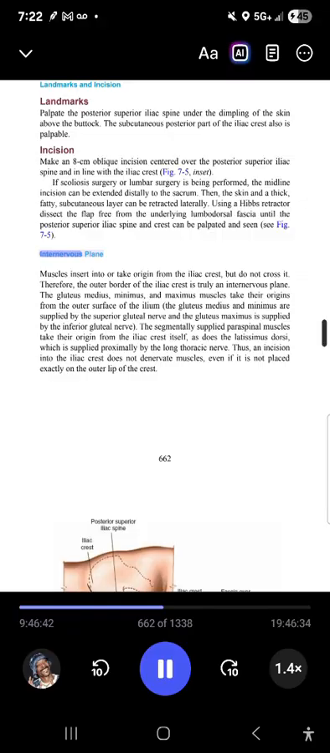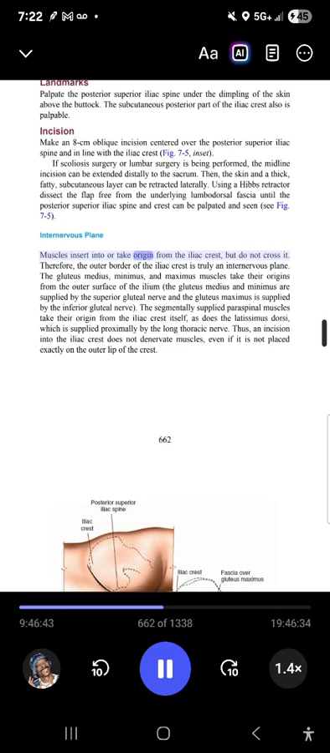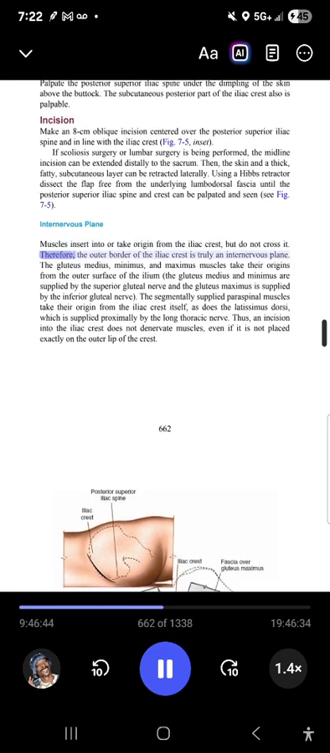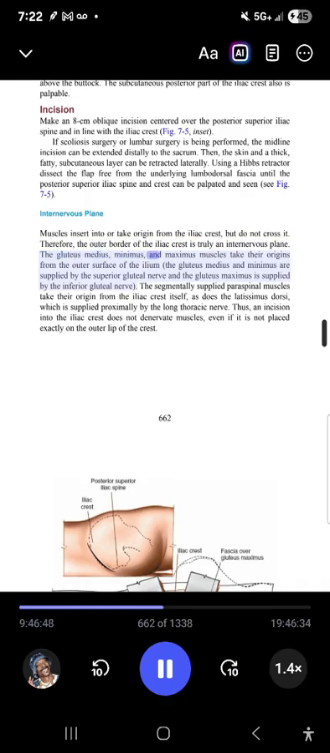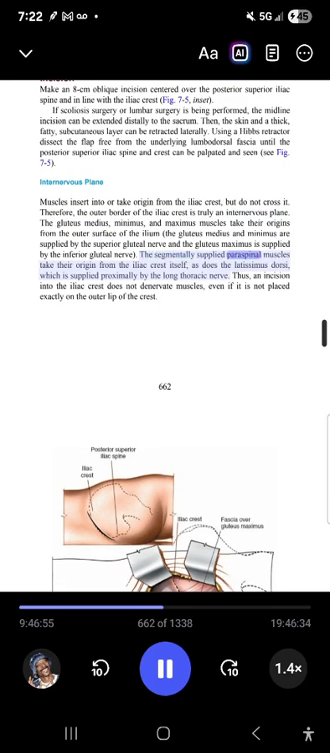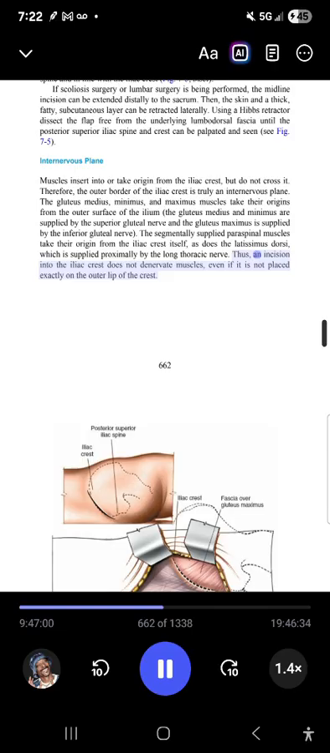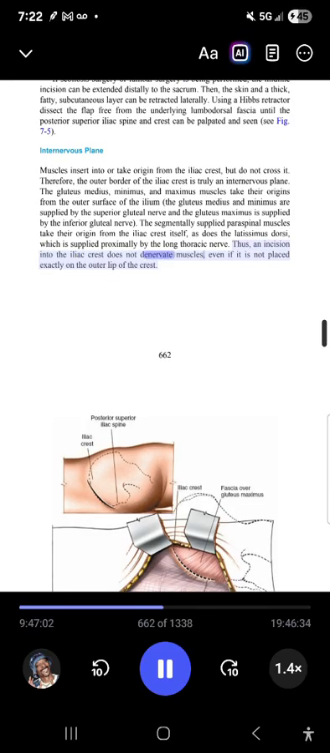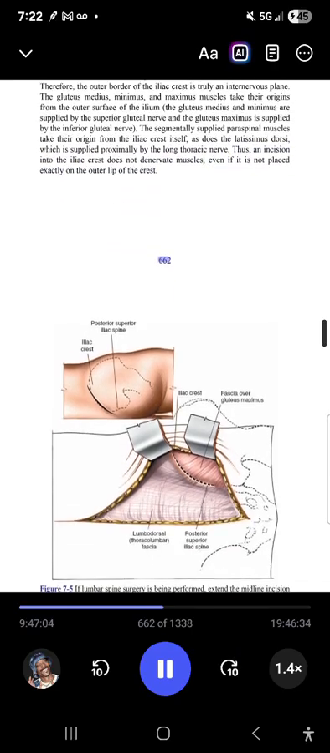Using an internervous plane. Muscles insert into or take origin from the iliac crest, but do not cross it. Therefore, on the outer border of the iliac crest, the gluteus medius, minimus, and segmentally supplied paraspinal muscles take their origin. Thus, an incision into the iliac crest does not denervate muscles, even if it is not placed exactly.